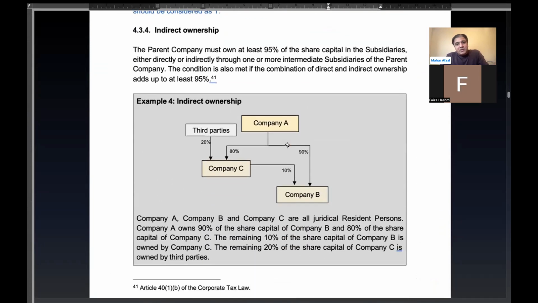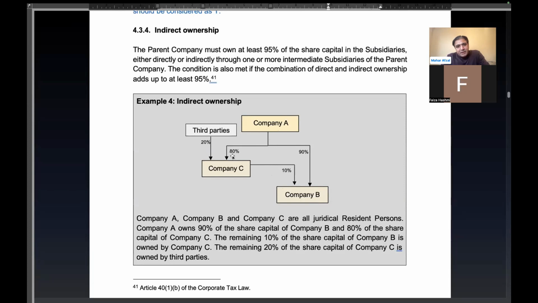Indirect ownership. This thing was very unusual for me, very honestly. I still look into this, but it has been given in the guide, so we need to stick to it. The law says the taxable person, the parent company, is holding 95% shareholding directly or indirectly. Apparently, you will see A is holding 90% direct shareholding in B, A is holding 80% in C, and C is holding 10% in B.